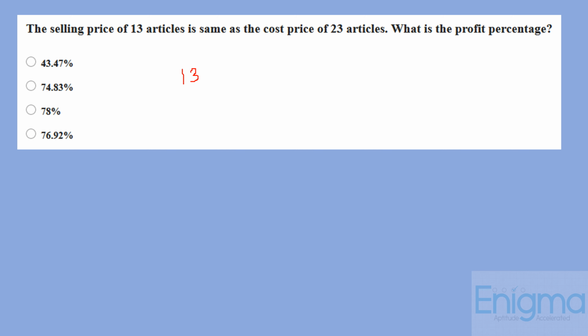Selling price of 13 articles, so we can write it down as 13 into SP is equal to the cost price of 23 articles, that means 23 into CP. So now we can have the fraction as 13 upon 23 is equal to CP upon SP. So we can assume the cost price is 13 and selling price is 23.